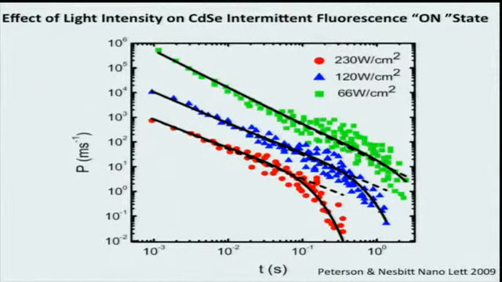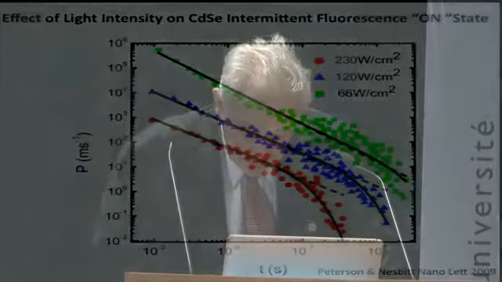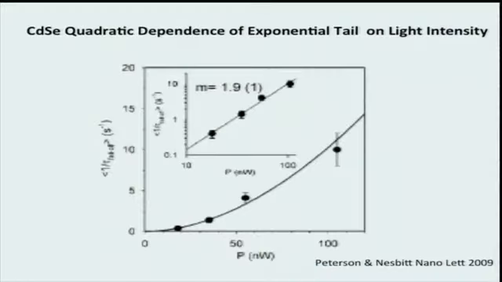How would you get an exponential tail? Well, I'll mention a couple of ways, but I'll mention what I believe is the correct way now. When one plots that tail in a certain way, you get a quadratic dependence on the light intensity. So whatever the explanation is, somehow the light intensity is causing the exponential tail.